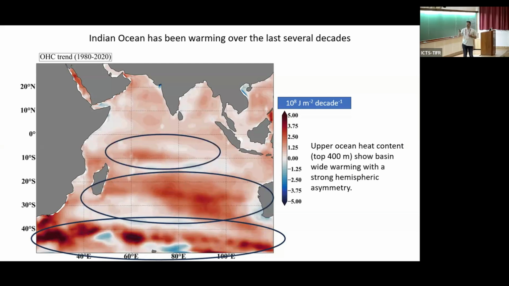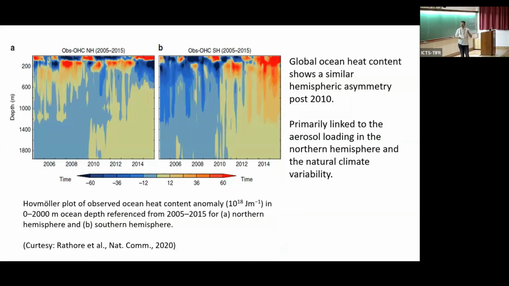One is the South Tropical Indian Ocean, which is between 20 and 30 south, and the other is the thermocline ridge region. These two regions are also warming much faster than the rest of the basin. The North Indian Ocean is comparatively less warming than the South Indian Ocean. So there is an asymmetry between the hemispheres, and this asymmetry is not new to the Indian Ocean. It is there for the global basin as well.